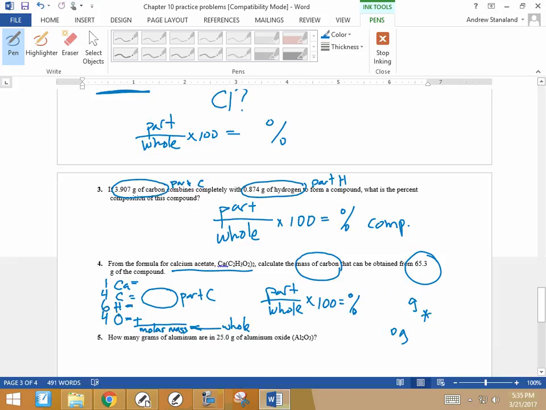Basically, whatever percent you get for carbon right here, you're going to multiply 65.3 grams times that percent. And if you'll remember, you're going to have to put that over 100 so you can actually use it. So your percentage of carbon over 100 times the total. Now that'll give you, sorry about the way I'm writing this, that will equal your grams of carbon. Okay.